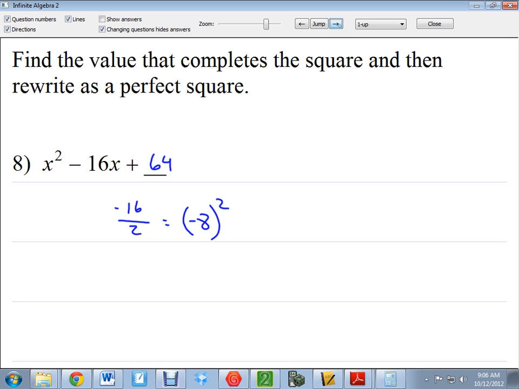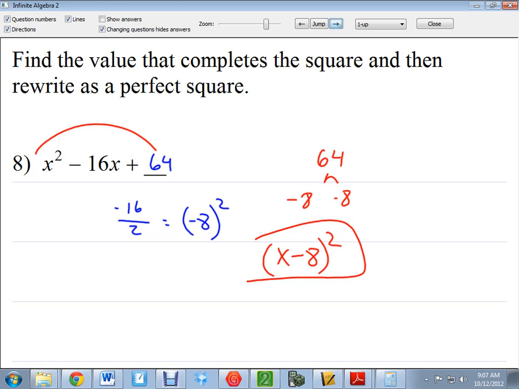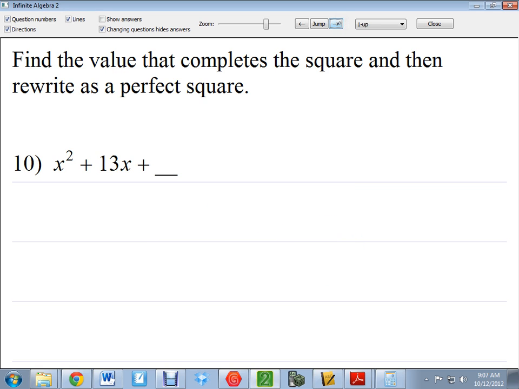Now whenever I do the factoring, two numbers that multiply to a positive 64 that add to 16 are, well, 8 and 8. But it's not a 16, it's a negative 16, so those both have to be negative. So this is going to factor into x minus 8 squared.